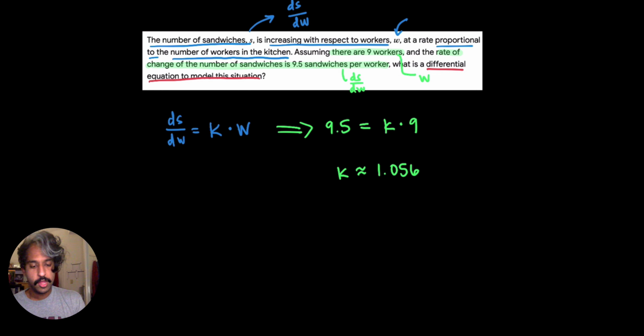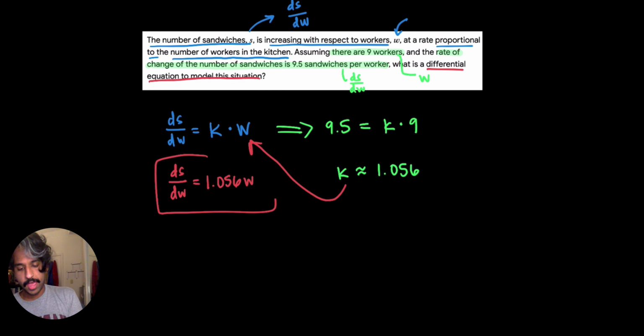And so, when they're asking for the final part, which is, what is a differential equation to model this situation, we take our k and we plug it straight back into that equation we already made. So we get dS/dW is equal to, what do we say k is? 1.056 W. And that, my friends, is our differential equation.